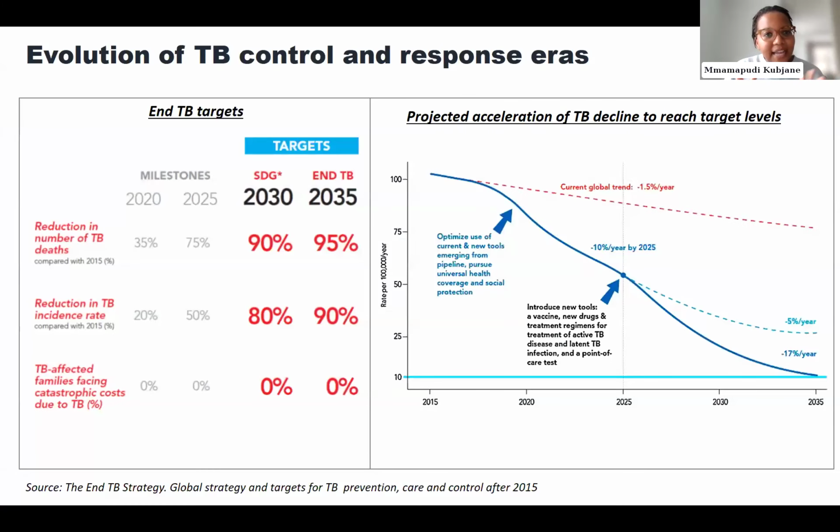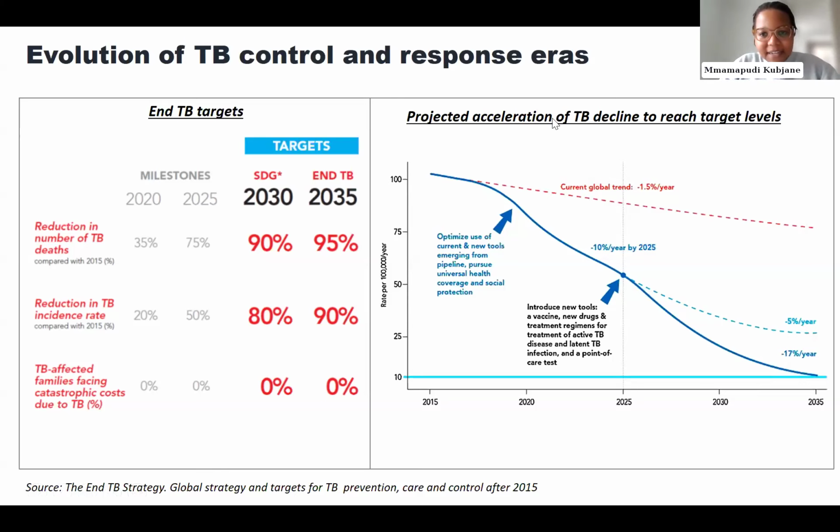And the goals of the End TB targets are to reduce TB deaths by 95% and to reduce incidence by 90% by the year 2035 relative to 2015 levels, and also to ensure that no household is experiencing TB-related costs that exceed 20% of their household income, which is what is classified as TB catastrophic costs.